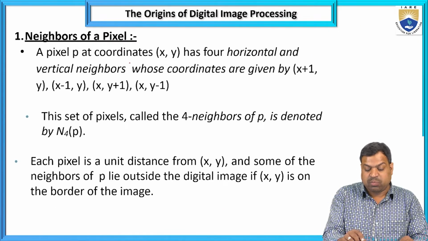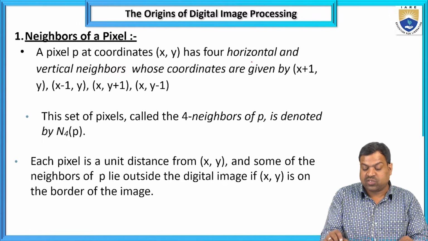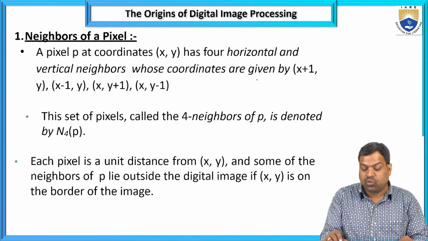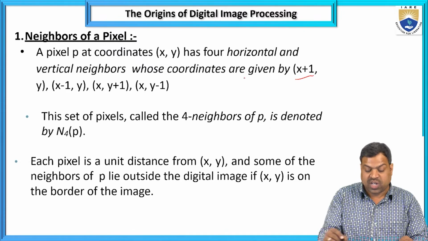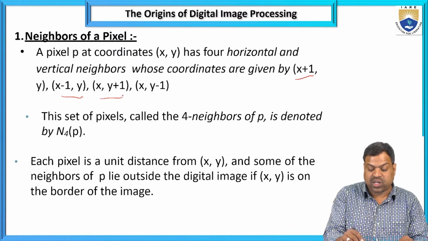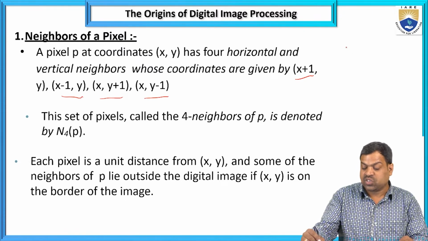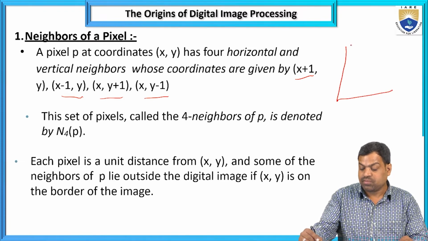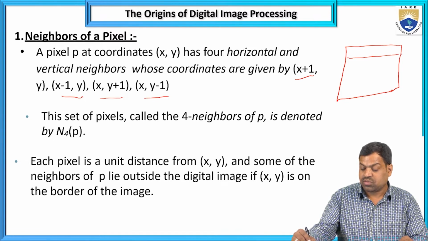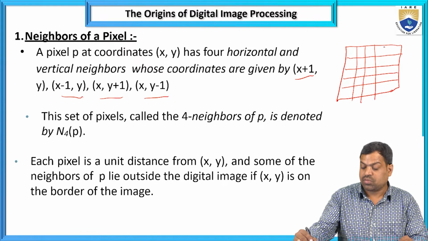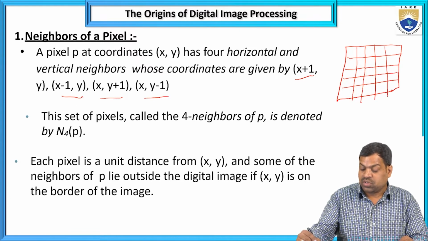A pixel p at the coordinates x comma y has 4 horizontal and vertical neighbors whose coordinates are given by x plus 1 comma y, x minus 1 comma y, x comma y plus 1, x comma y minus 1. Suppose it is one image. So it is one pixel. I am taking one pixel.